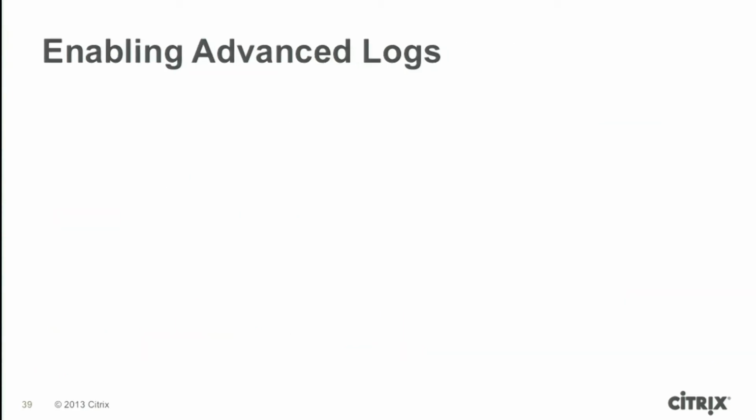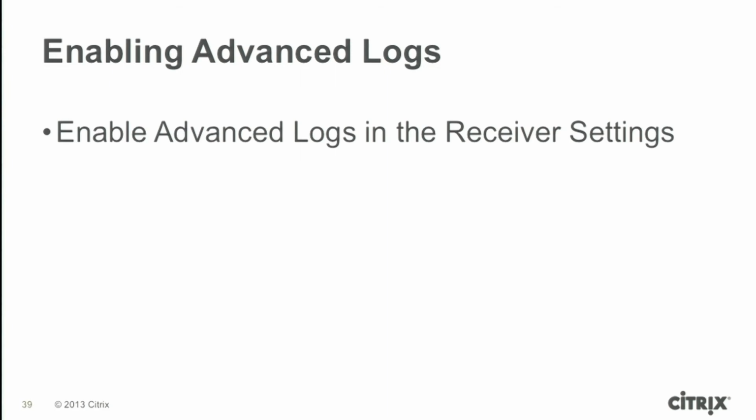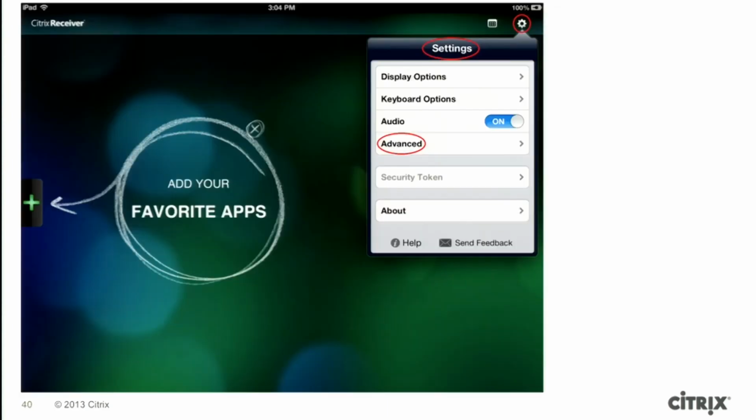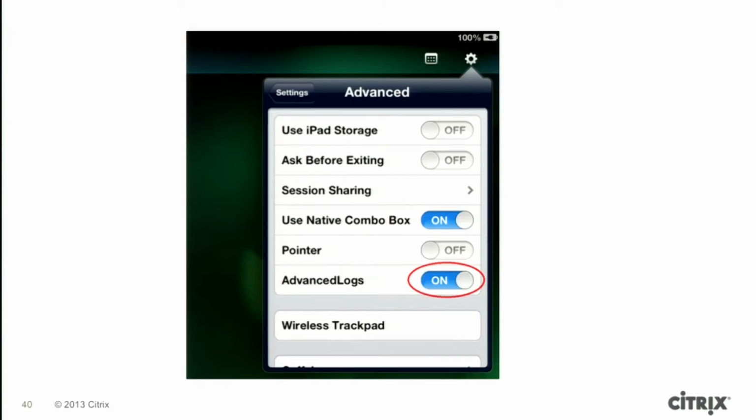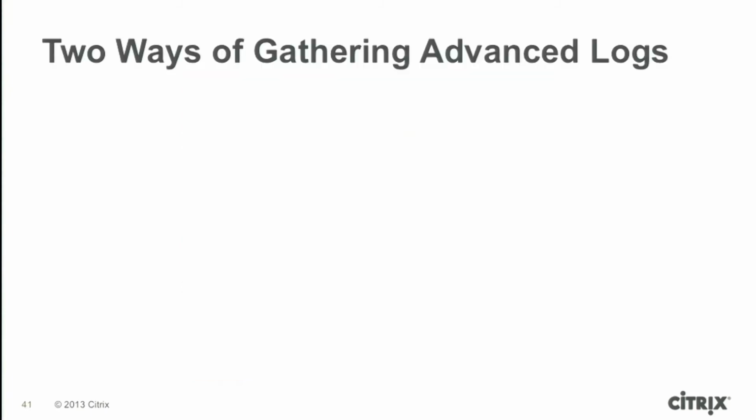Enabling the advanced logs is done from the settings of the receiver. To access the receiver settings, you click on the gear icon in the top right corner, then click on the advanced option, and to enable or disable, you toggle the on and off switch. Simple as that. Now, once you've run the failing condition on the receiver for iOS while the log is enabled, you want to collect the logs.